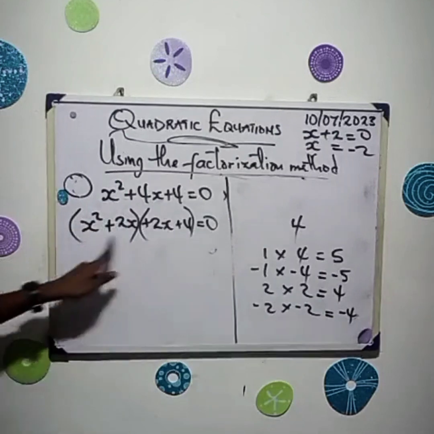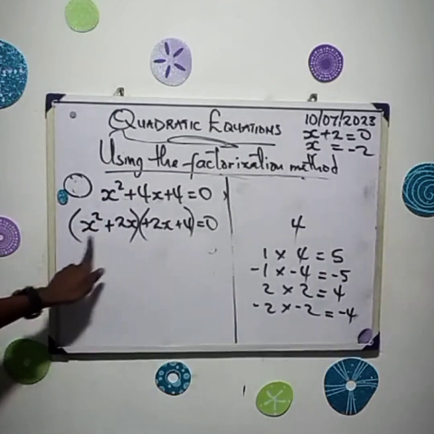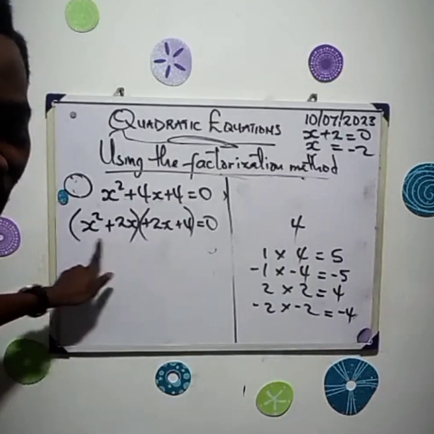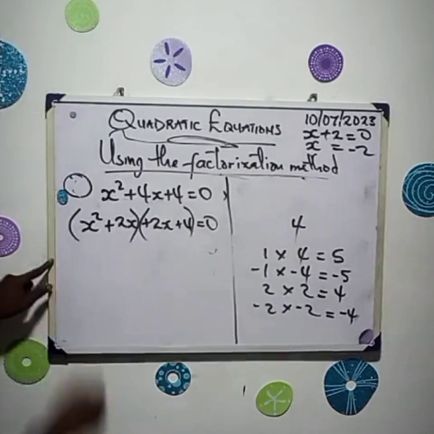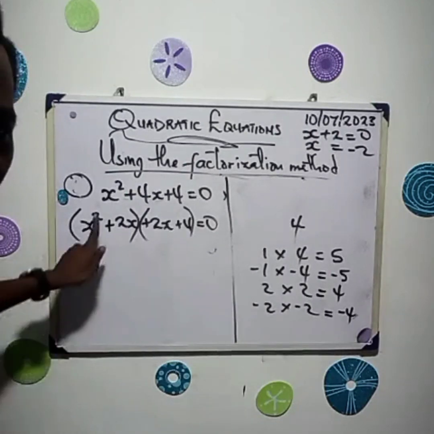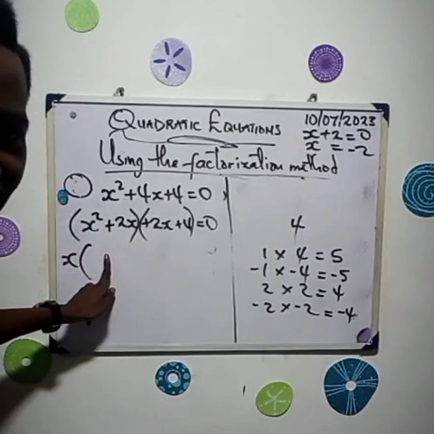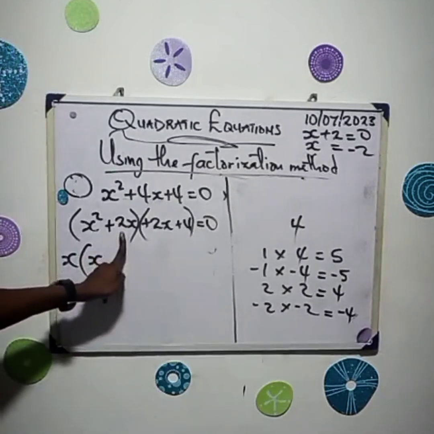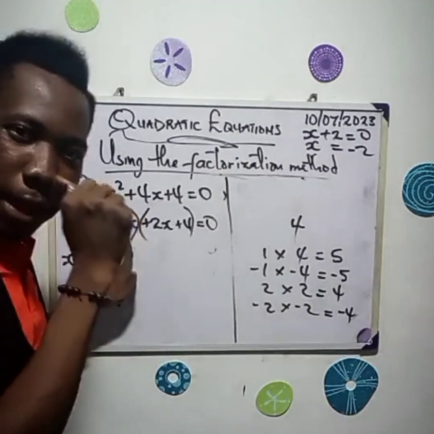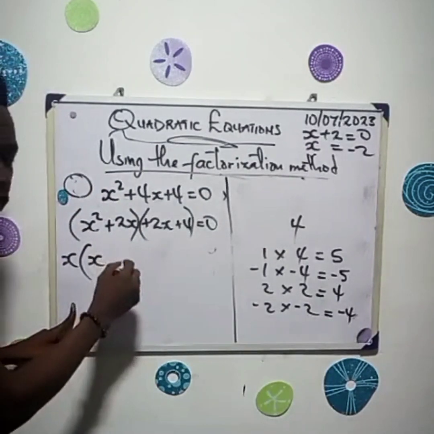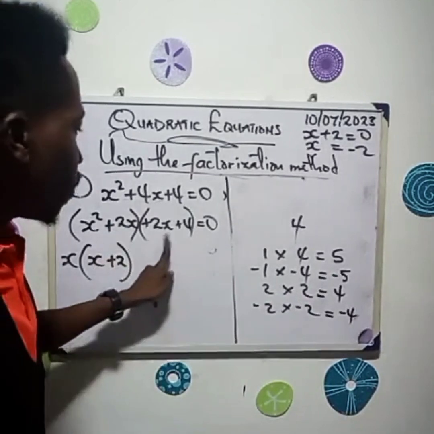What's the common factor between x squared and 2x? X. Good. So we have x. Now, x times what will give us x squared? X times x, good. So we have x times x. Now, x times what will give us plus 2x? Yeah, 2. So plus 2. Now we have plus 2x plus 4.